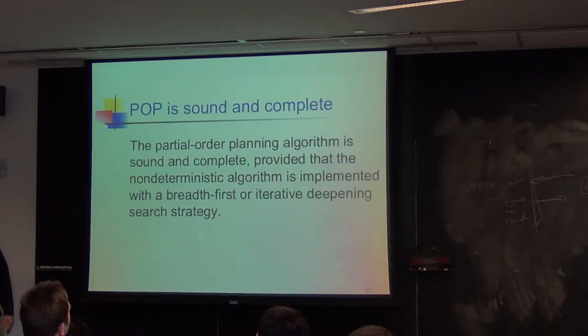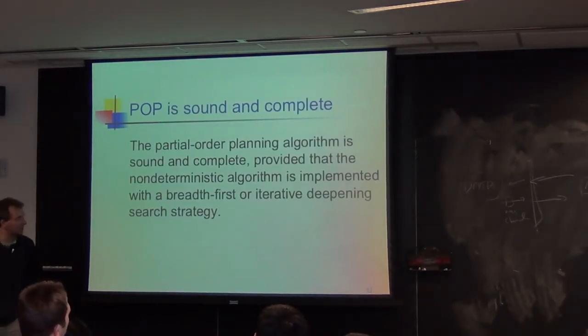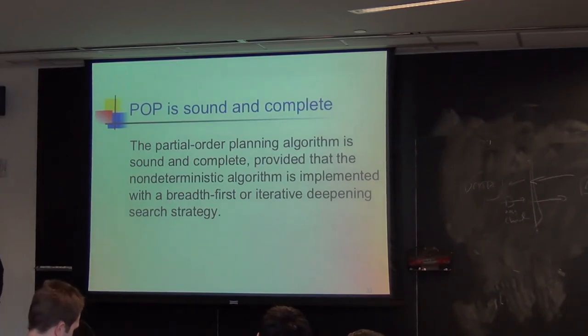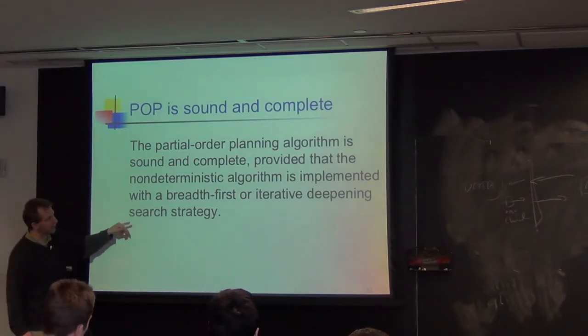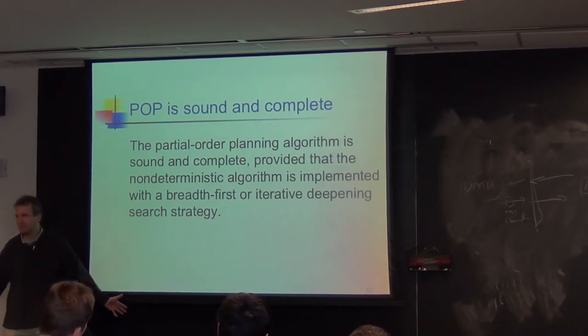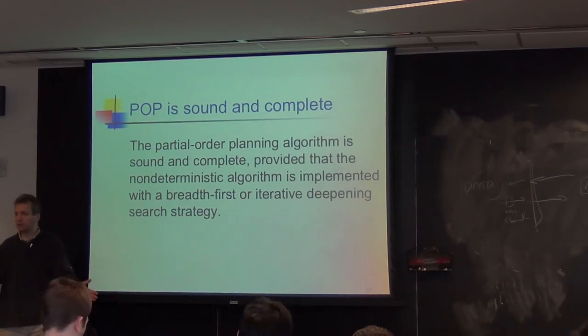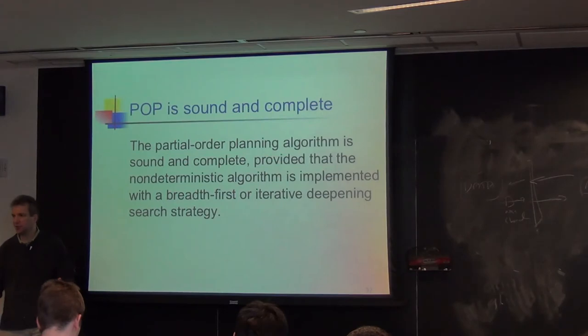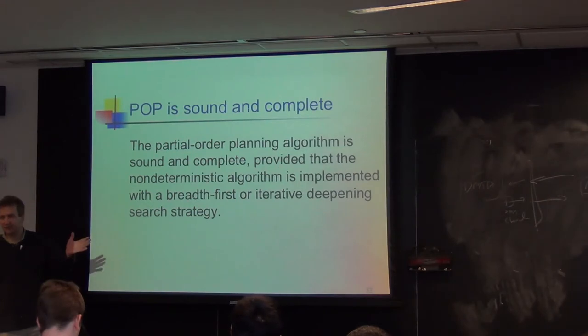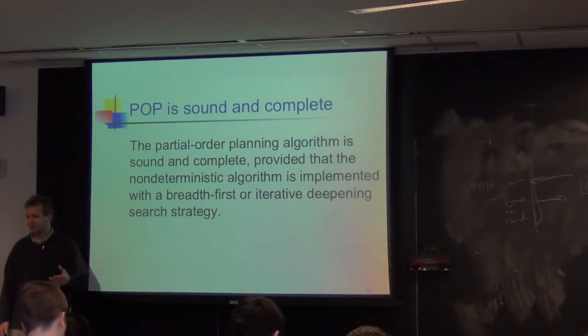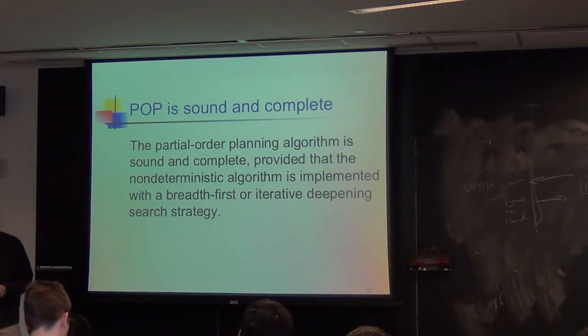Okay. So POP is sound and complete. The partial order planning algorithm is sound and complete, provided that the non-deterministic algorithm is implemented with a breadth-first or iterative deepening search strategy. The idea is that as long as you're walking those things, eventually you're going to find a series of steps to do it. Now, of course, if it's an infinitely looping plan, there's no solution to it, but otherwise you will find the steps, given the assumptions here, which are that we have non-decomposable actions, set states, and all the things that we talked about earlier with linear planning.